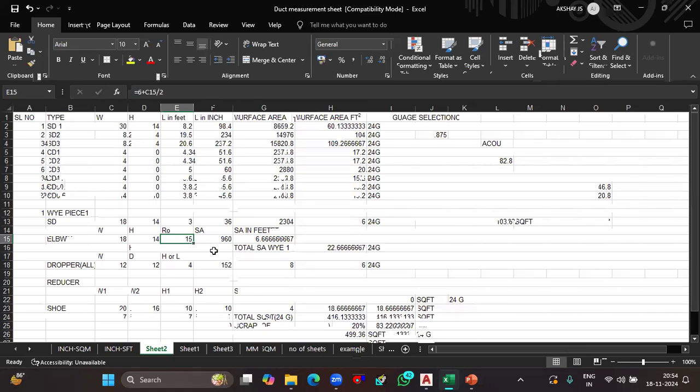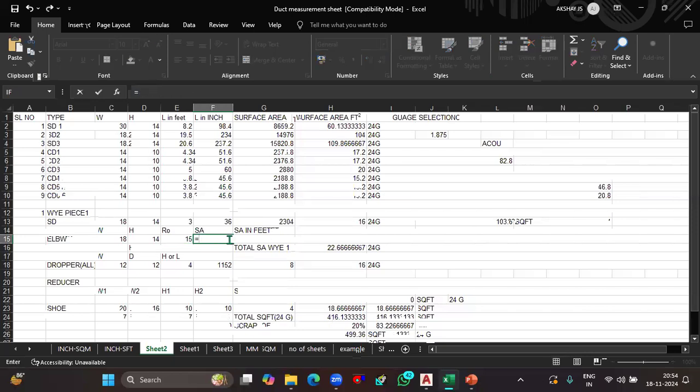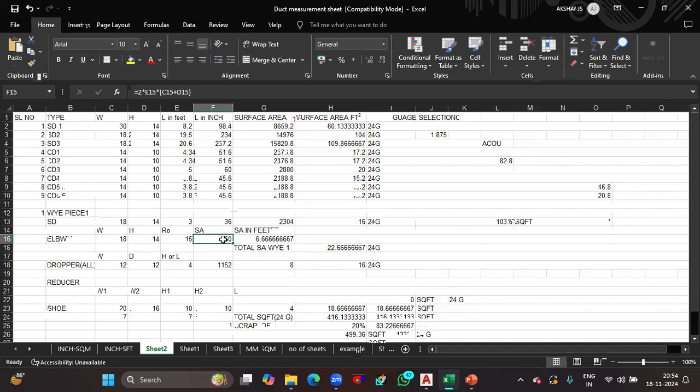Now we got the whole aspect, isn't it? As per the equation, what is it? 2 into R0, which is 15, into, open the bracket, width plus height. That's it. Close the bracket and press enter. You will be getting the value 960 square inches. Converted into square feet, you got around 6.6, isn't it?